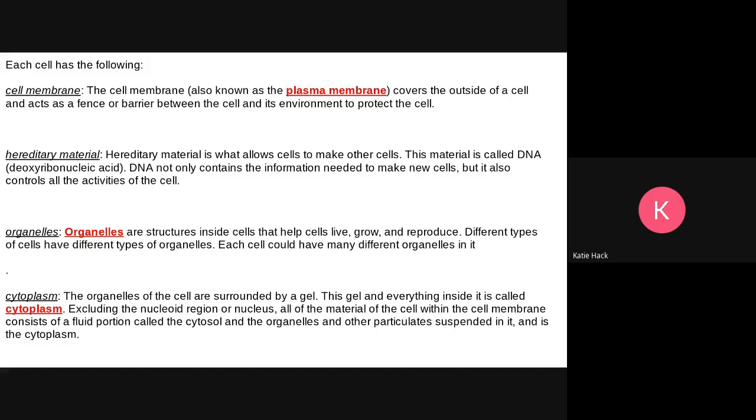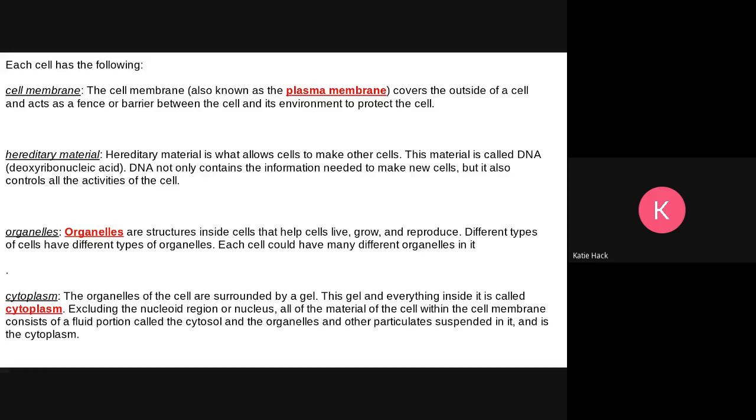This is going to be the DNA, also called deoxyribonucleic acid. Not only does it contain information needed to make new cells, but it also controls all the activities of the cell. Organelles are structures inside cells that help cells live and grow and reproduce. Different types of cells have different types of organelles. Now, each cell could have many different organelles in it.